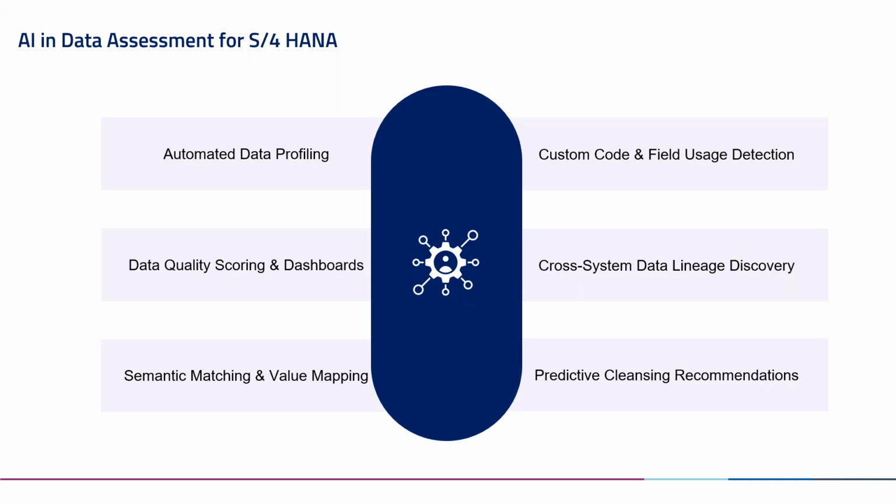So in case of ECC to S/4, most likely it is going to be straightforward, right? The challenge comes into place when we have a non-SAP application. That's where we are leveraging AI capabilities. Okay. And a custom code and field usage detection.